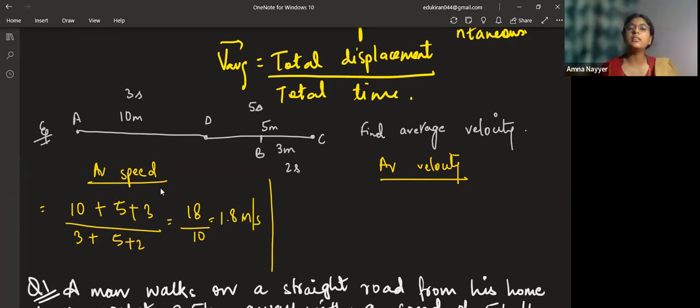Can anyone tell me what the displacement is, apart from Abdullah and Yasir? Anyone else apart from these two? Martin, can you try? Displacement. Just join the initial and final point. Okay, just tell me one thing. Entire distance is how much? This part from A to C. Look on the screen, class. A to C, what is the total distance?